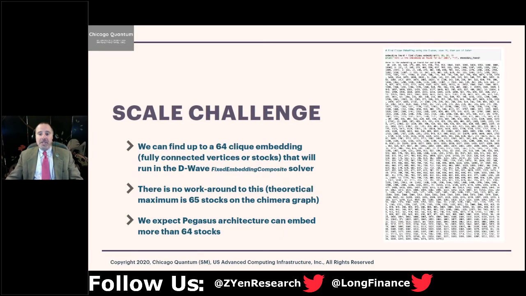Another scale challenge is when you're setting your 64 clique embedding, this is what it looks like over to the right. Every stock, every point, there's a list of every other qubit that would have that data. And so we could manually create an embedding and then use that over and over again. So let's say we had a favorite set of 64 stocks. We could set that up and run and actually get a better predictive power. It's costly in manual labor, but you can do that. On the Pegasus, we're expecting they can embed significantly more than 64 stocks. So that's going to be terrific for us. Next slide.